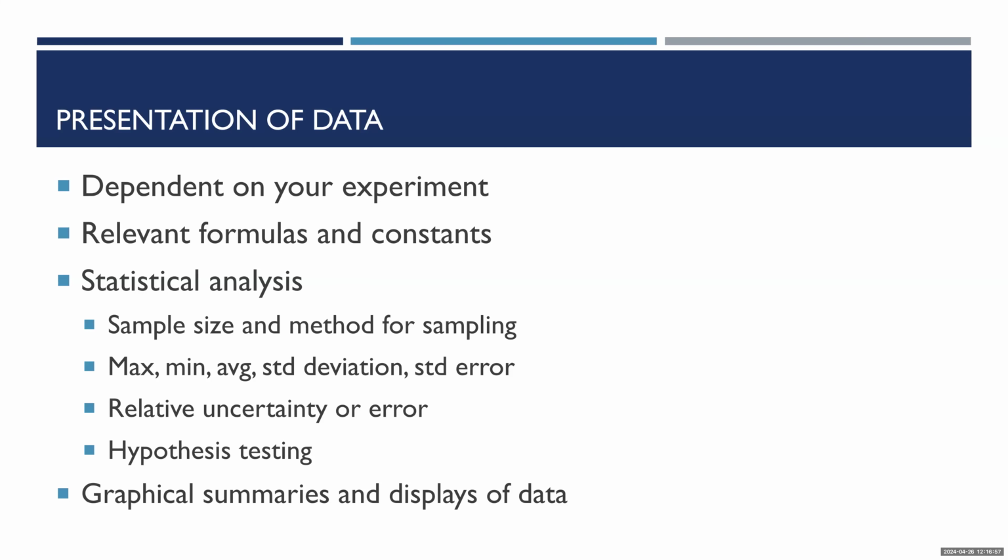Relative uncertainty or relative error, those are ways of seeing how accurate and precise your data is. And potentially you might need hypothesis testing. Maybe you're comparing two different things and seeing is one better than the other. Hypothesis testing, like specifically a Z or a T test, can help determine that. And then you would also have graphical summaries and displays of your data.